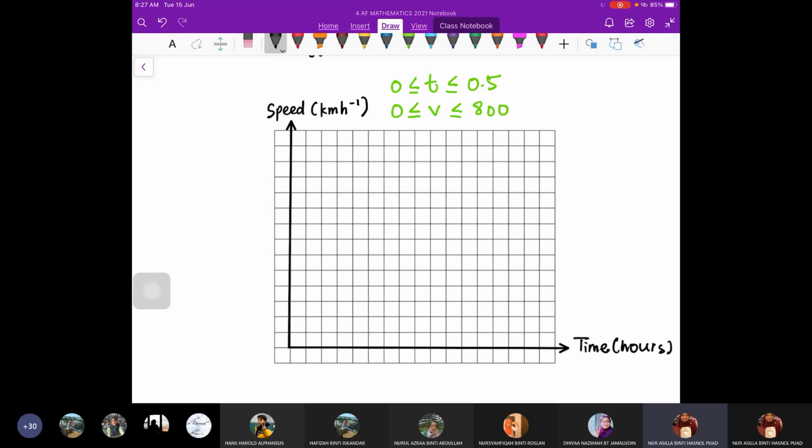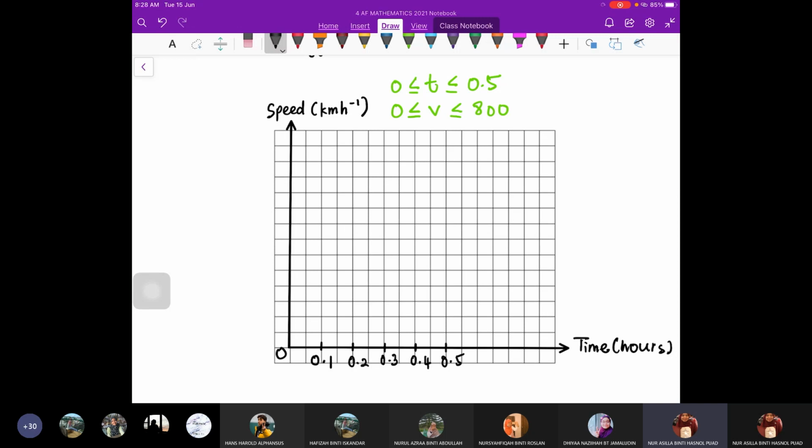Okay, so 0 start. So 0 until 0.5. I think I can change it to 0.1, 0.2, 0.3, 0.4, 0.5. Okay, it doesn't matter if you want to make it even smaller. But I think that is small enough.